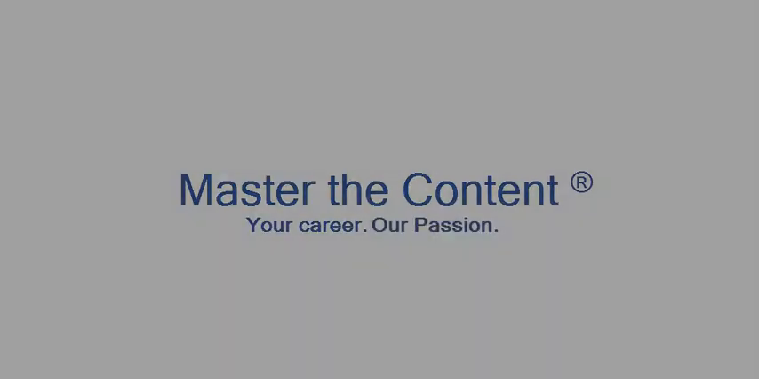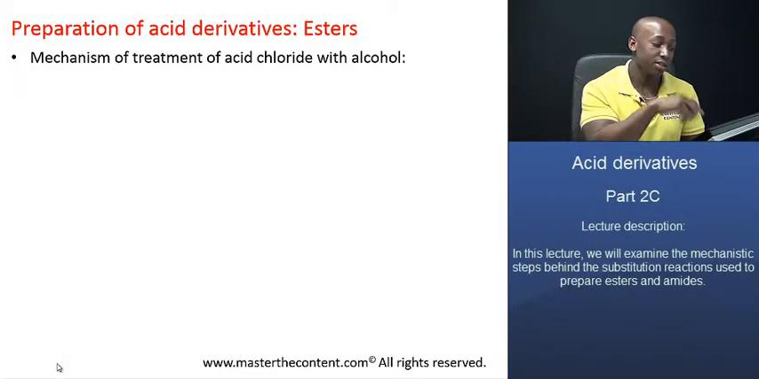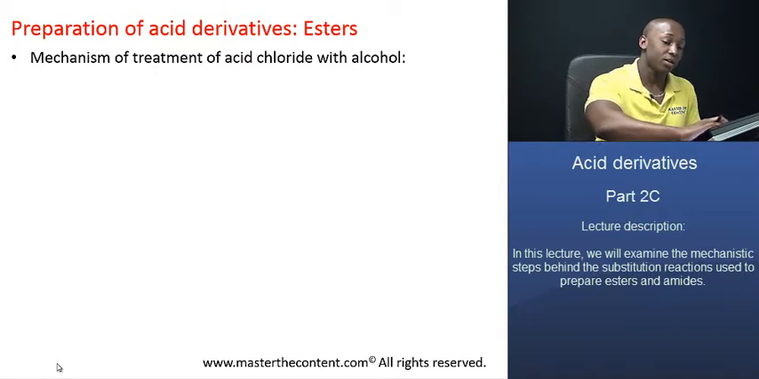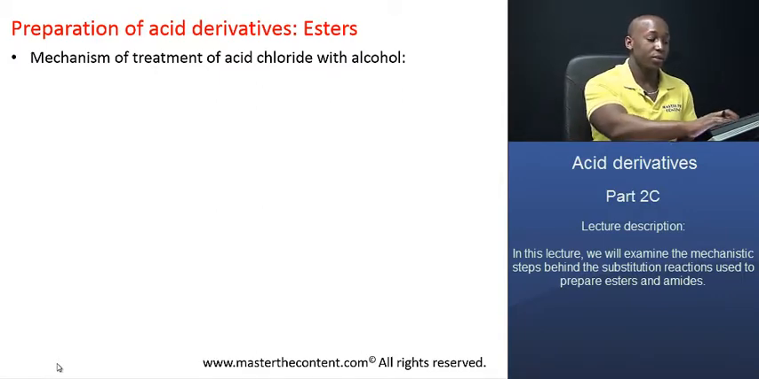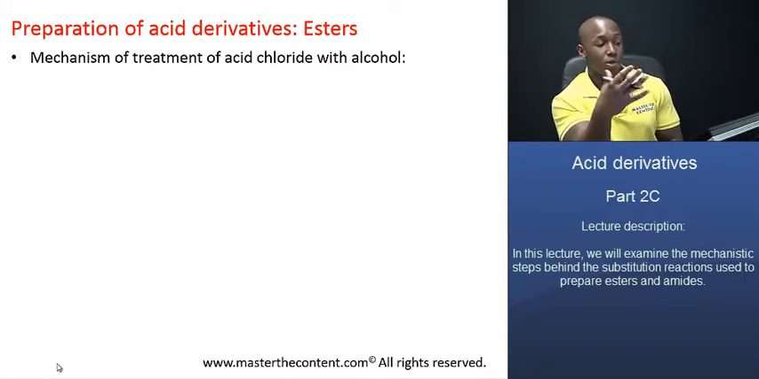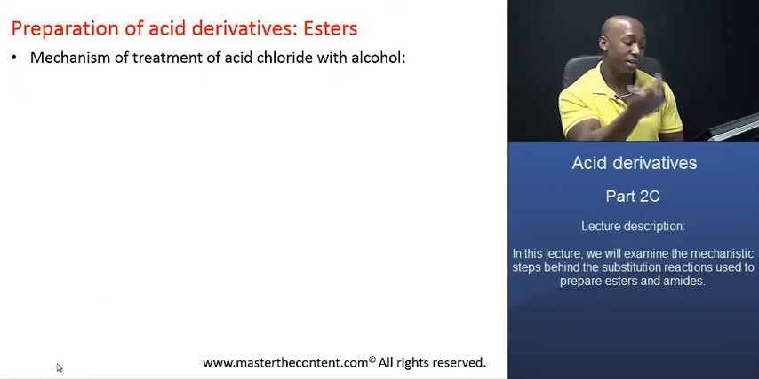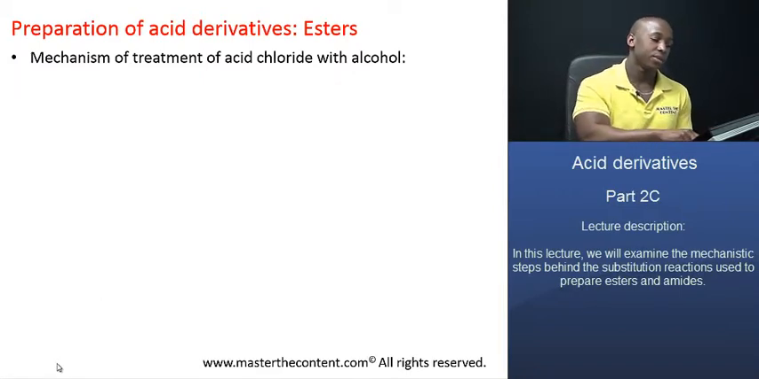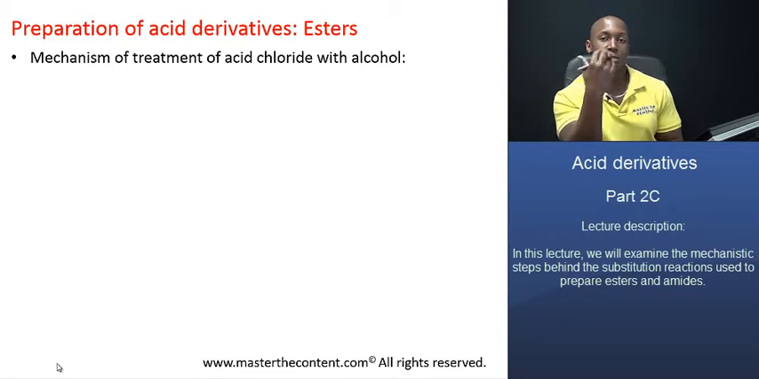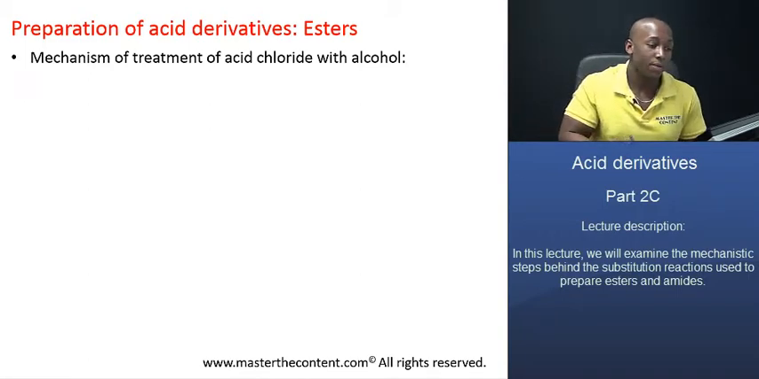Your career, our passion. Here we're going to look at first the treatment of an alcohol with an acid chloride, which is one of the methods to prepare an ester, and then we're going to move on and see how we can perform the same reaction using an anhydride instead.